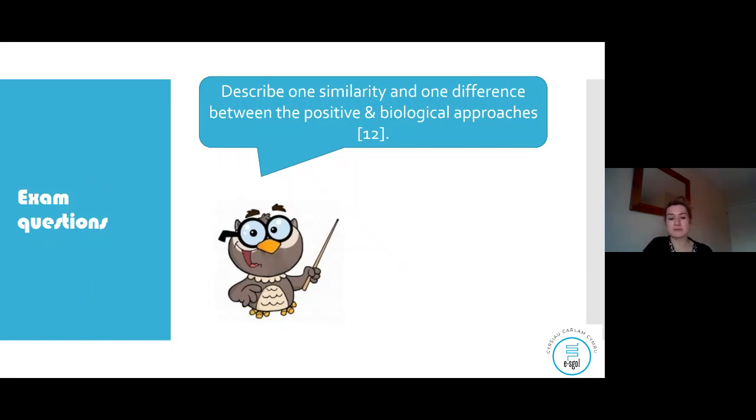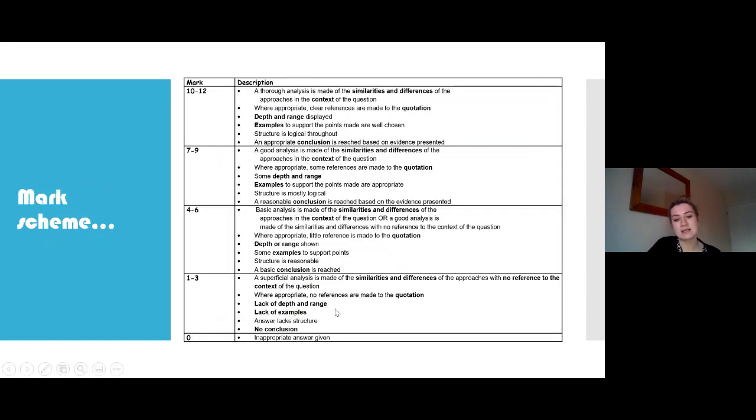One similarity and one difference between positive and biological approaches. This is your mark scheme. So it's quite thorough in what it is asking from you. So we'll go from the bottom, 0 marks, inappropriate answer given. So that would be given if there was no attempt at the question or if there was just a couple of words. If you weren't really saying much or you panicked and you just wrote a sentence or you ran out of time, you would receive 0 marks.